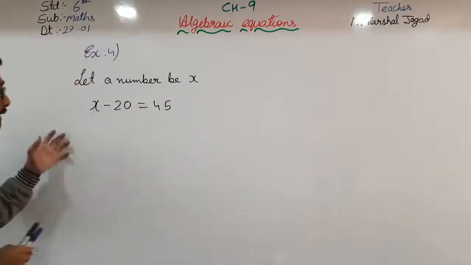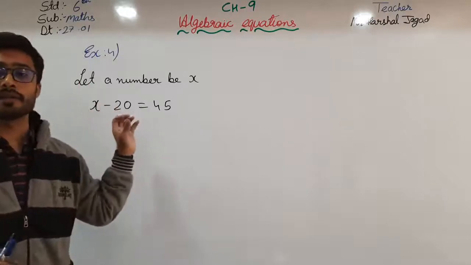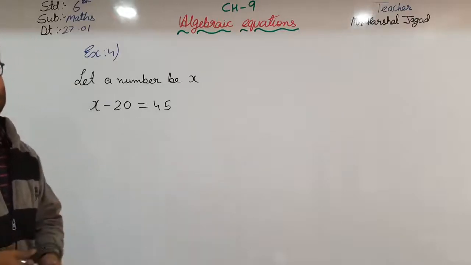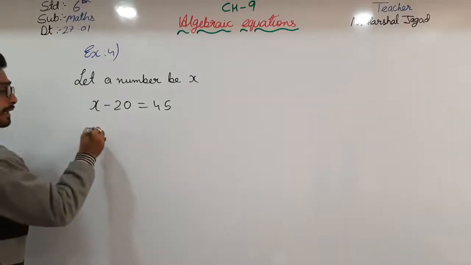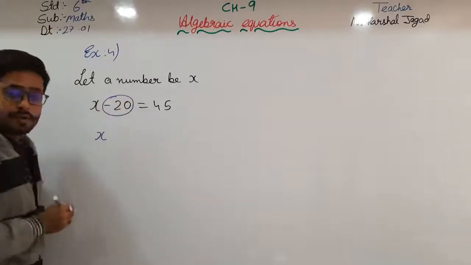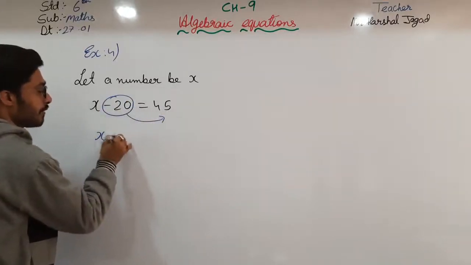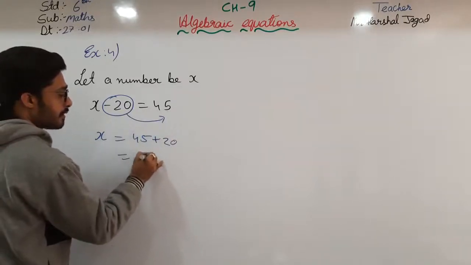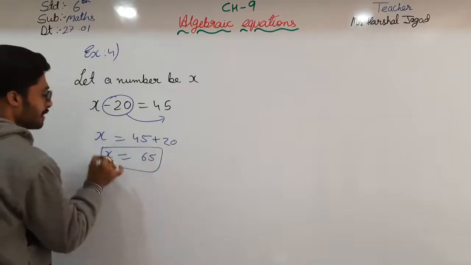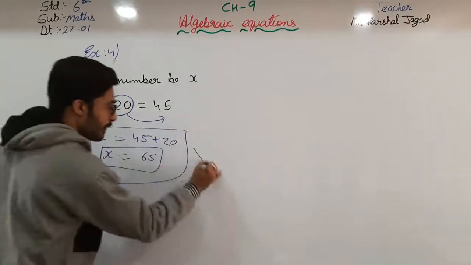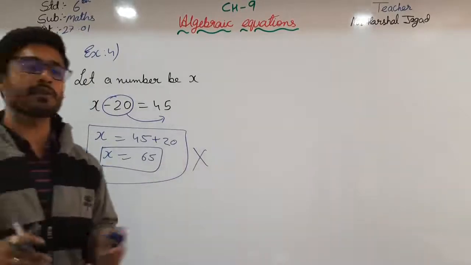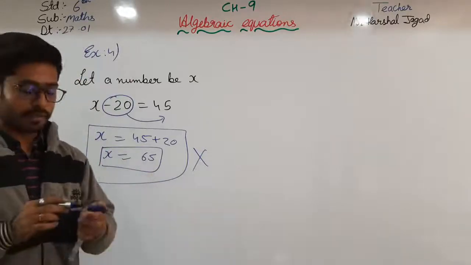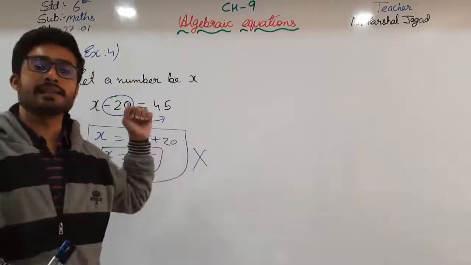They have only said to make an equation, they don't tell us to solve it. If we solve it, we can get x. Here it is minus 20. When it goes to this side, it will become plus 20. So our answer will be 65, x is equal to 65. But we don't have to do this, because it is not written that you have to find the value of x. It is only said that you have to make the statement.